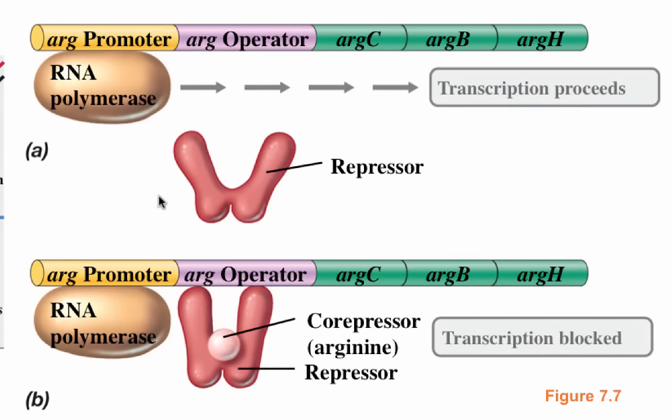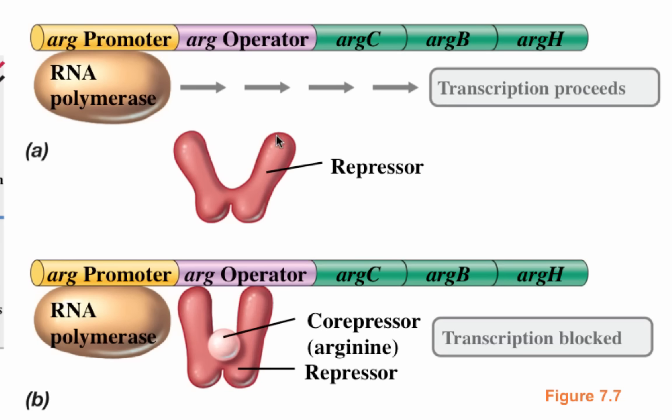The system for arginine biosynthesis contains an operon, as you know, that has a promoter, here the ARG promoter. Next to the ARG promoter is the ARG operator, and 3 genes, ARGC, B, and H, which are required for arginine biosynthesis. You also have a protein called the arginine repressor. In the absence of arginine, the arginine repressor doesn't bind to the arginine operator, and transcription proceeds forward.